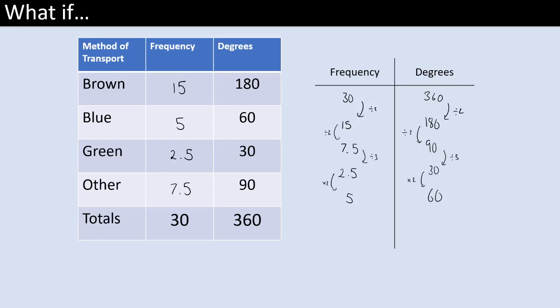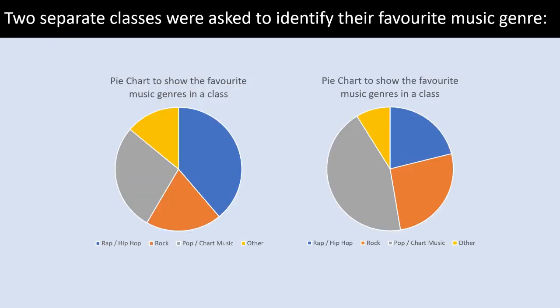But the next thing, the final thing that we're going to look at is probably the thing which most often confuses people. Okay? Which is this thing. So we've got 2 separate classes here that were asked to identify their favorite music genres. Okay? And on the left, we've got that pie chart. On the right, we've got a different pie chart. Okay?